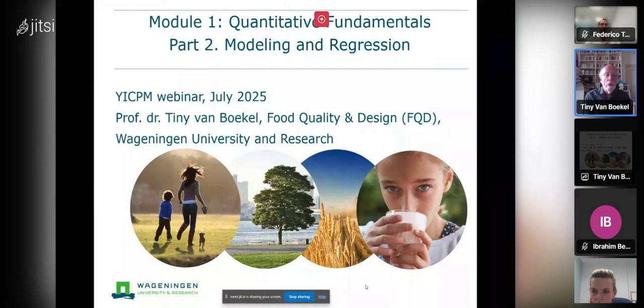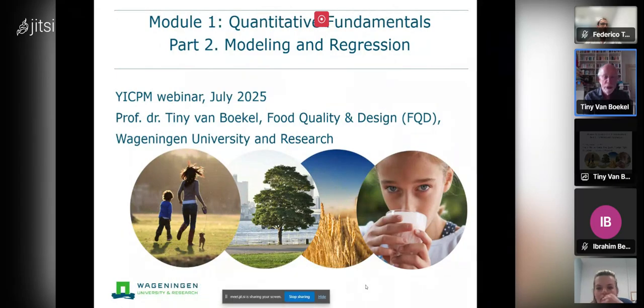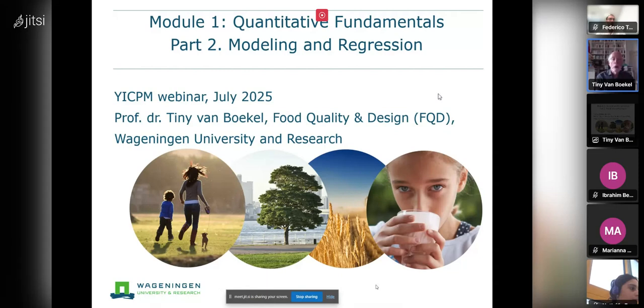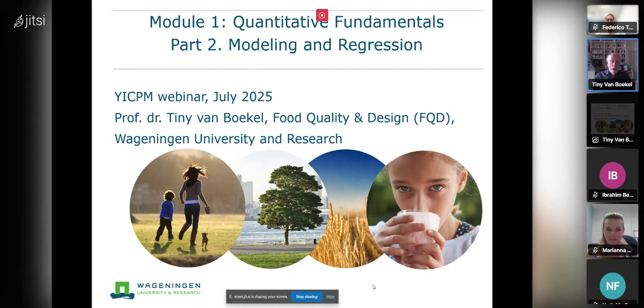Right, so, also for me, a good morning if you are somewhere in Europe, or otherwise maybe in the afternoon. As Federico already mentioned, this is part 2, in which we are going to build upon what we have discussed yesterday. And I will focus on a very important technique that is used a lot in predictive modeling, namely regression.